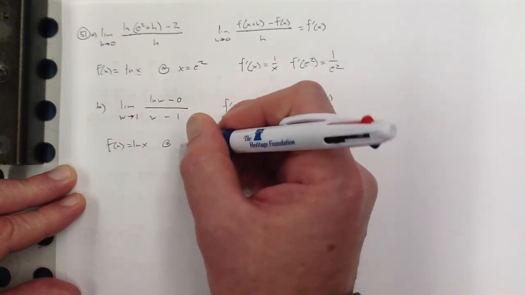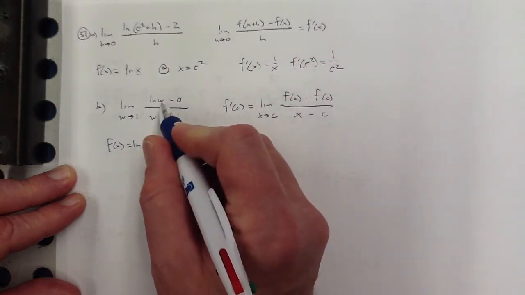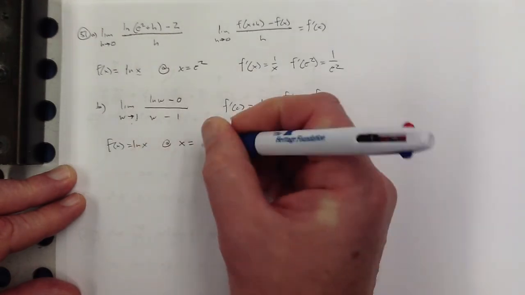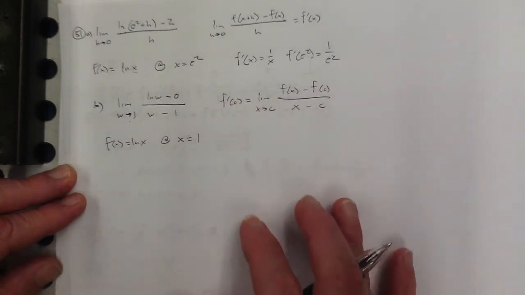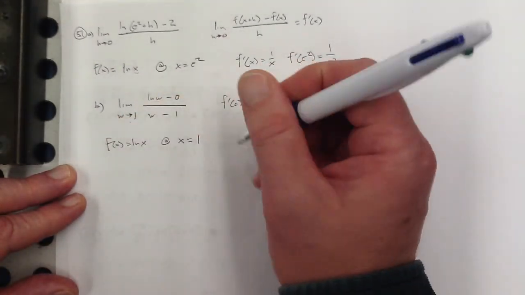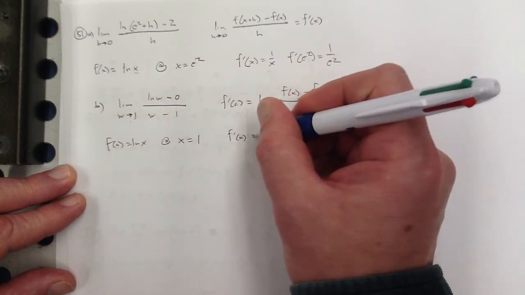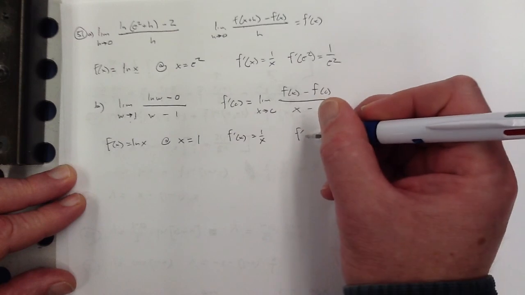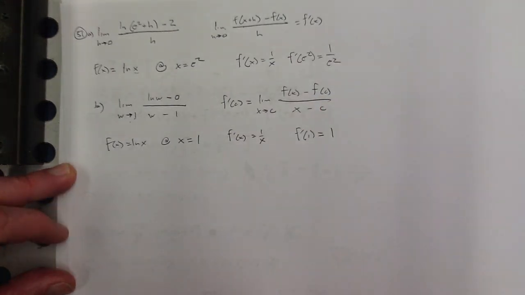And the x value that we're plugging in is 1. Right? So can we do that? Yeah, of course we can. It's the derivative of natural log x is still 1 over x. We're plugging 1 in, so f prime of 1 is 1. That's all, folks.